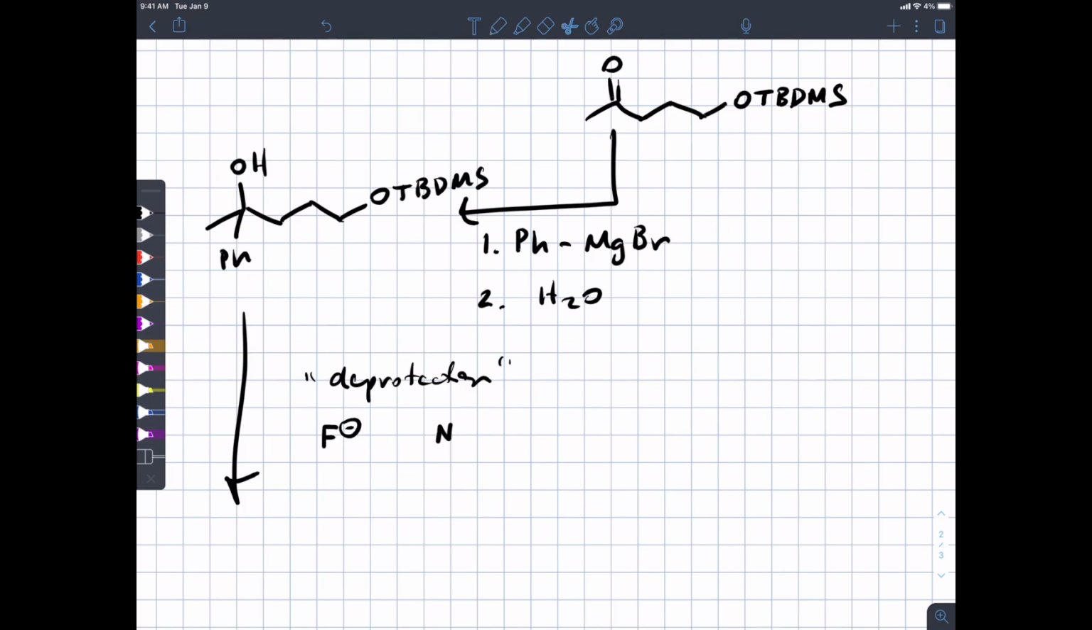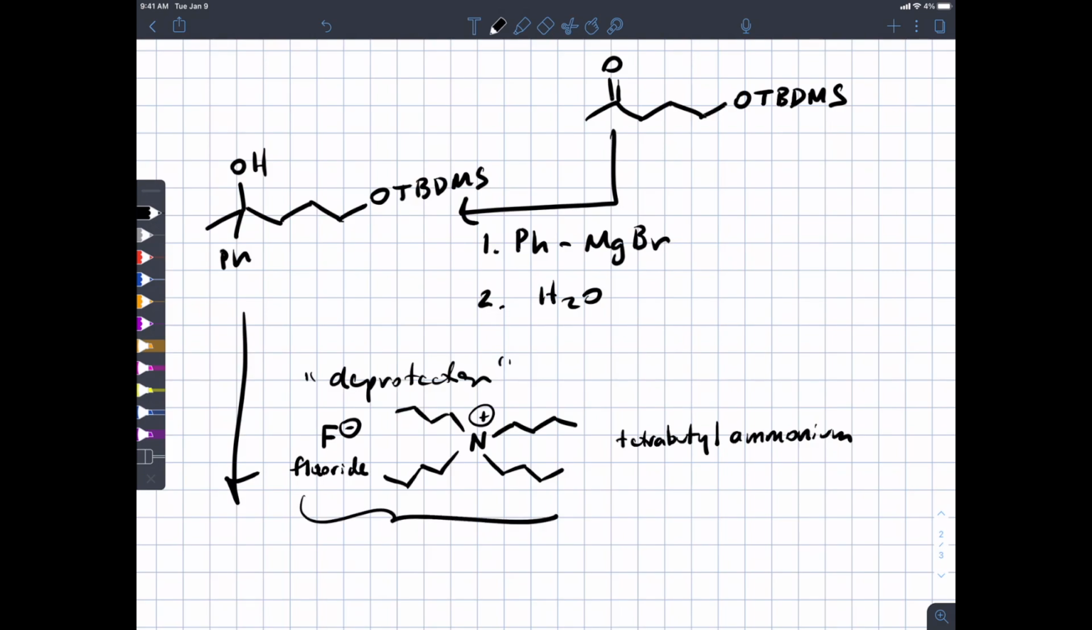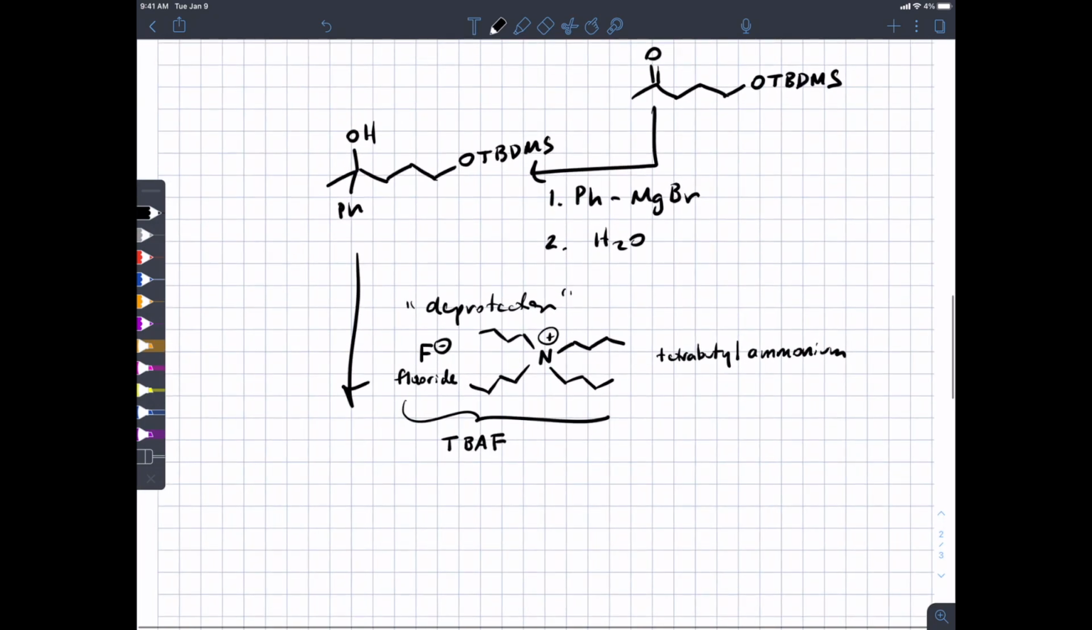Because this reaction often happens in organic solvent, you need some counter ion that will help the fluoride be soluble in organic solvent. A common choice is this tetrabutylammonium ion. The butyl groups help the nitrogen be soluble in organic solvent. It's positively charged, and it takes the negatively charged fluoride with it. Together, these are tetrabutylammonium fluoride, or TBAF. Again, acronyms.